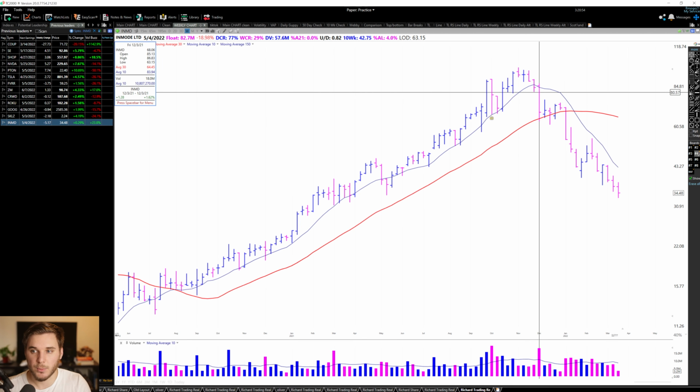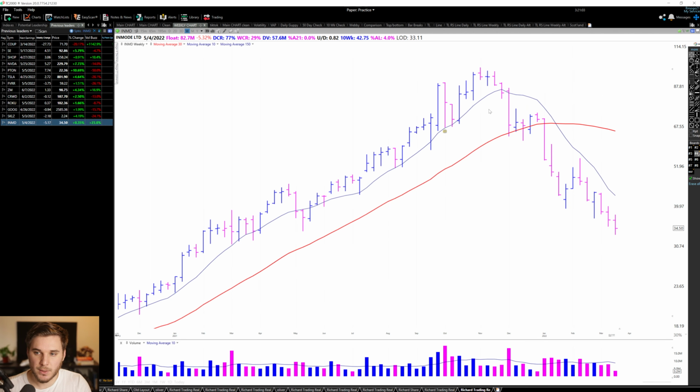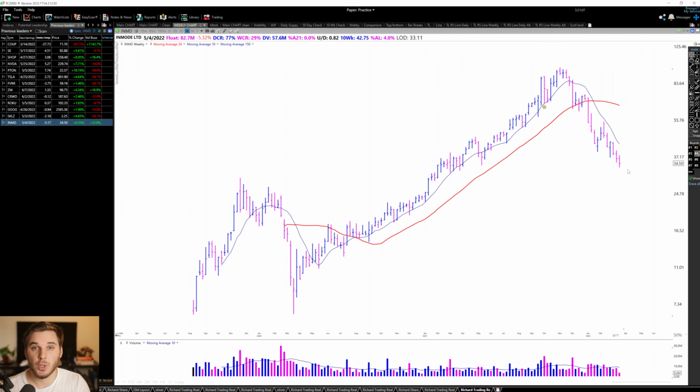And you can see how bad a bar this was. So this is the sell signal if you're entering within this trend. So right now we're below a declining 10-week moving average. So the bias has changed from long to short.